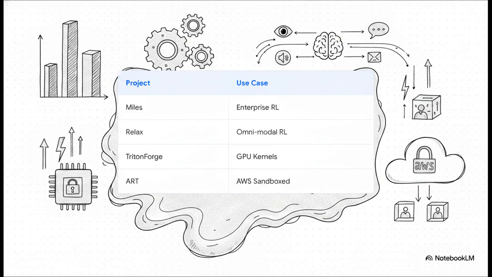on top of Slime. You have a project called Miles, which pushes enterprise-grade, large-scale model training with serious operational tooling. Then there's Relax, which is achieving omnimodal agentic RL, we're talking text, vision, and audio, over an asynchronous service-oriented architecture. There's Triton Forge, leveraging Slime's RL to automatically train LLMs to generate high-performance PyTorch GPU kernels, and Art, which provides scalable, sandboxed agentic RL directly on the AWS Bedrock runtime. The sheer versatility here is just astounding.